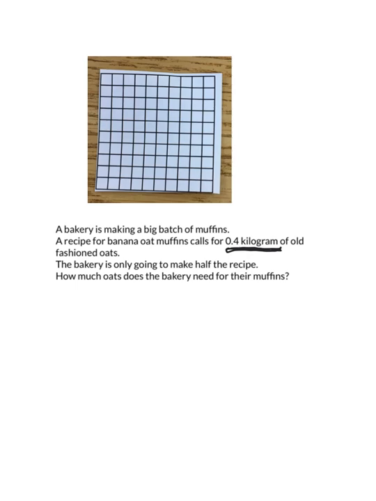So if we imagine that this decimal grid here represents one whole kilogram, if we shade in 4/10 of this, that'll be how much their recipe calls for. So let's do that. Here's 1/10 of a kilogram. And remember, these little squares represent oats.